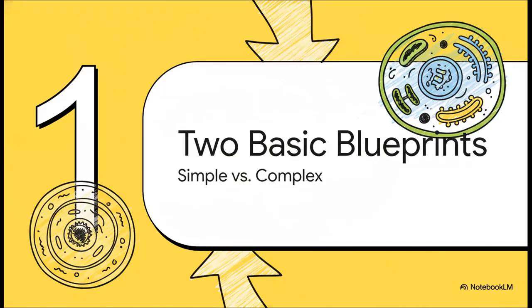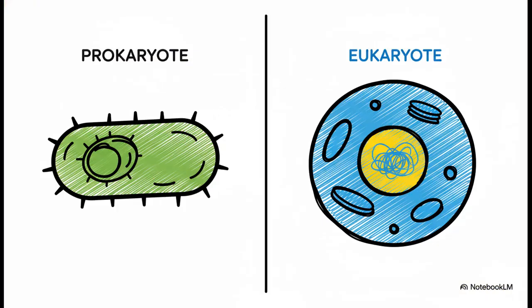Wild, right? So even with all this crazy variety, it turns out that all life on Earth is built from just two basic blueprints. And this split, this division, is one of the most fundamental forks in the road in the entire history of life. On one side, you've got the simple prokaryotes. Think bacteria. Their genetic material, their DNA, is just kind of floating around in the cytoplasm.